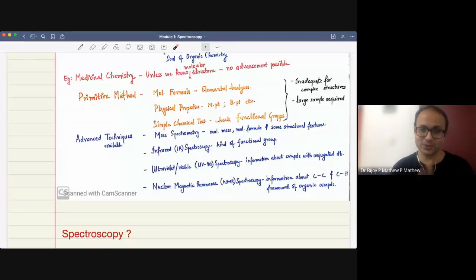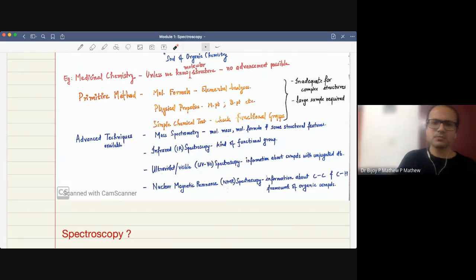So though initially this technique might look a little complicated, it isn't a complicated topic. Once you are familiar with the functional groups and how these techniques work, it will be pretty easy for you.